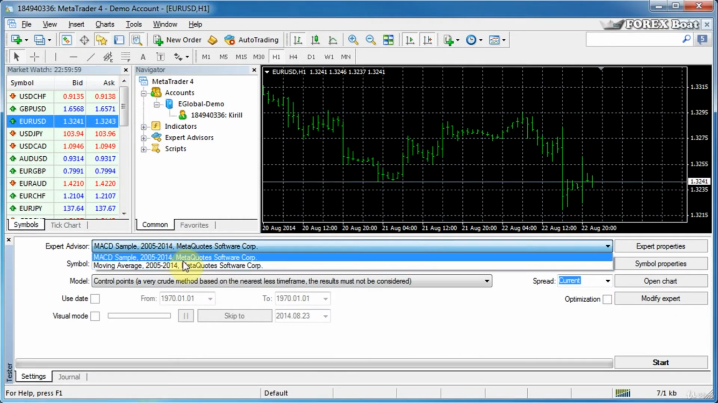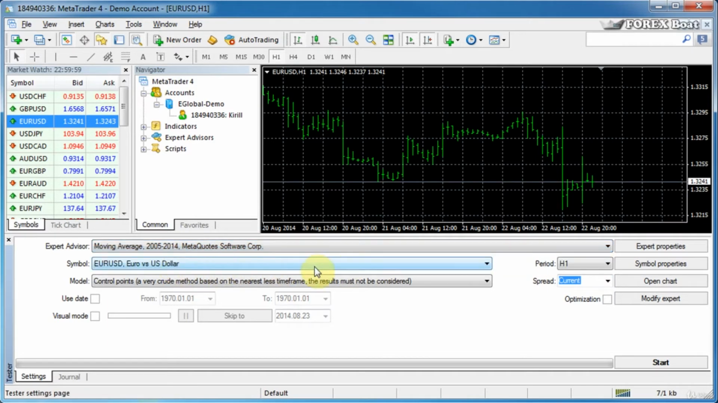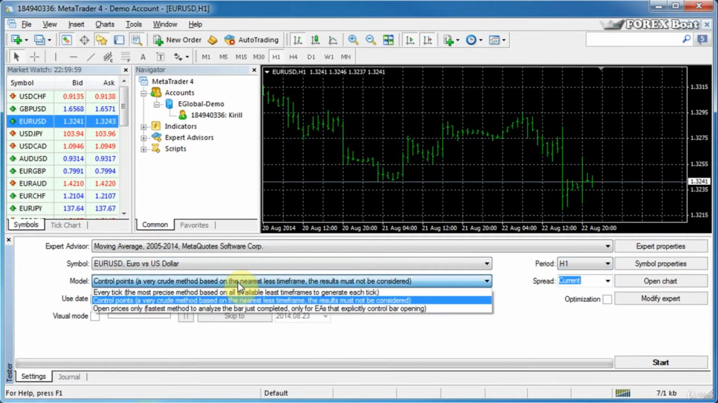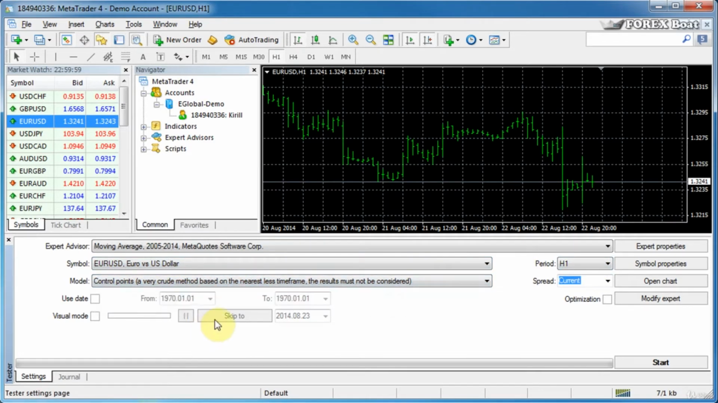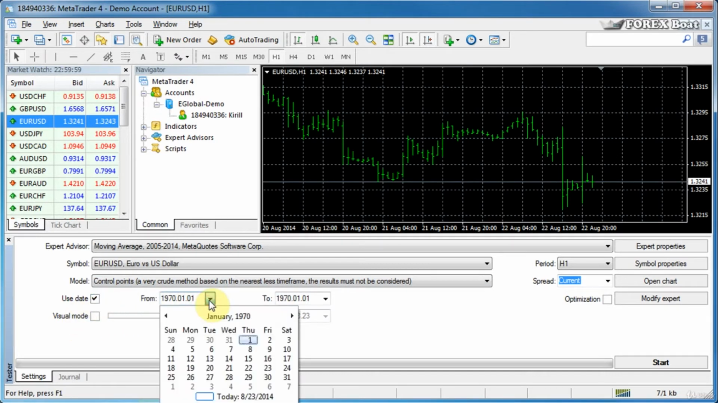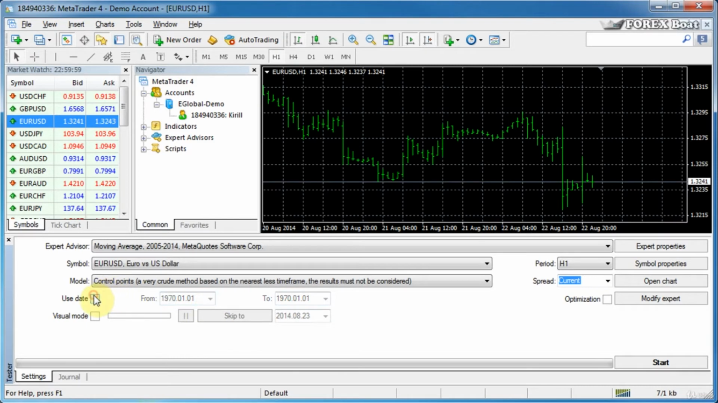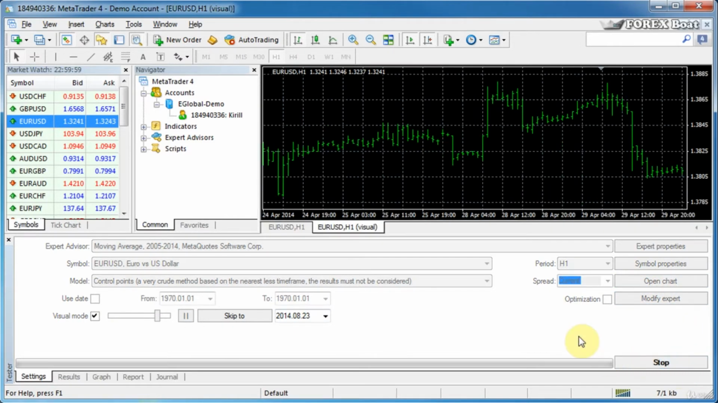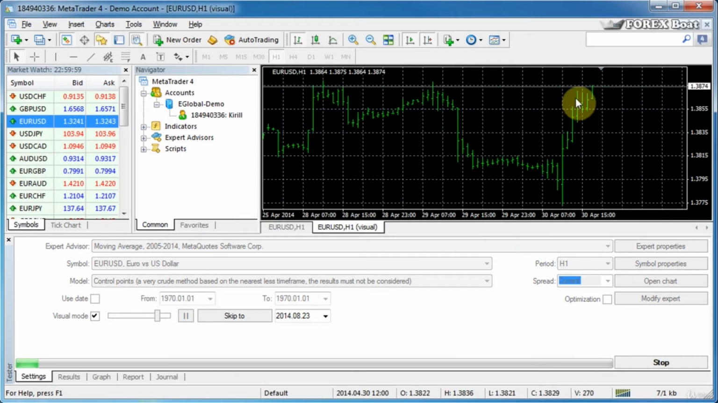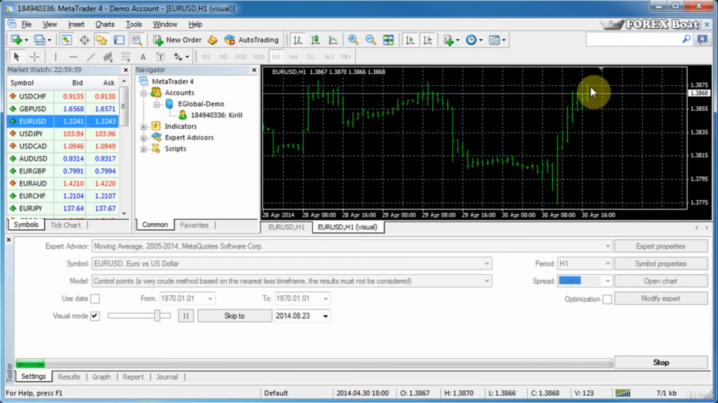Here you can select any of the 2 expert advisors available to you. Select any chart, any period. I recommend selecting control points at this stage just to speed things up. You can choose the dates here. These are the 2 points in time. I'm not going to choose any dates, and that way the test will run on the full data set that's available to me. We'll click visual mode so we can see how our test is progressing, and then we'll just click start over here. As you can see, a new chart has appeared and a simulation has begun.